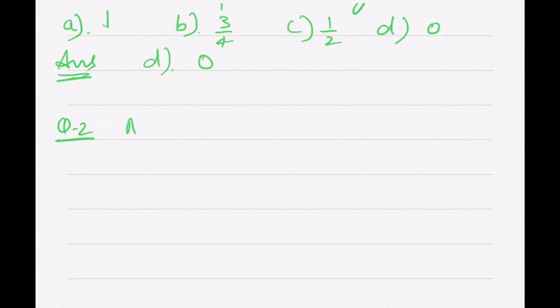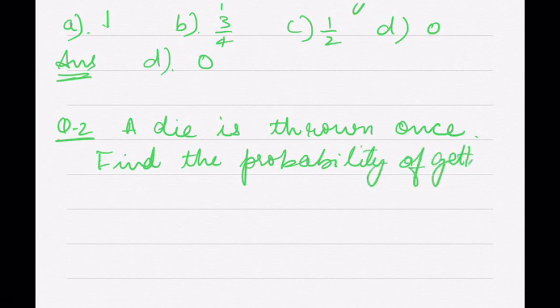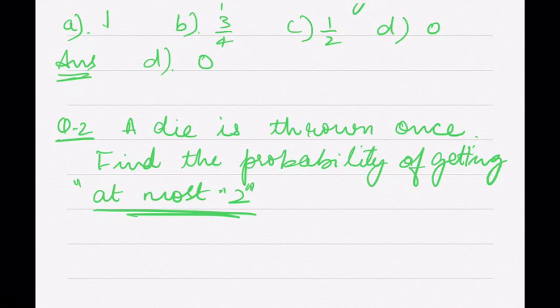Question number 2 says, a die is thrown once. Find the probability of getting at most 2. Okay, so in this, at most 2 is in brackets.